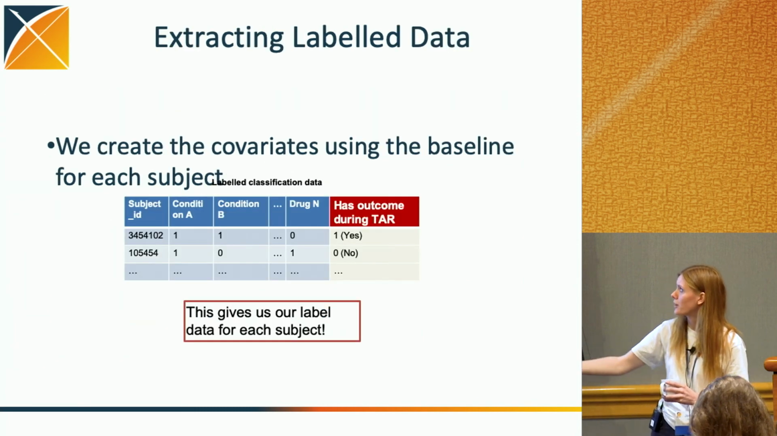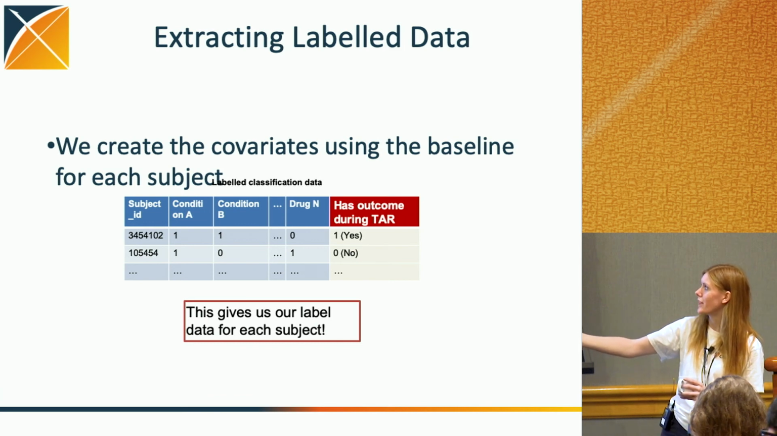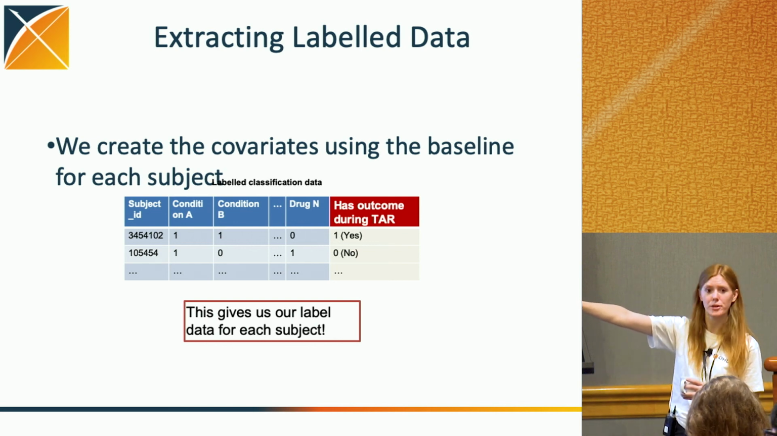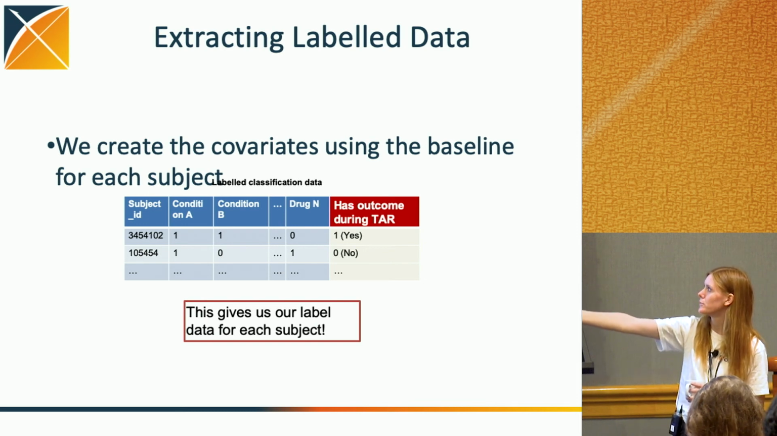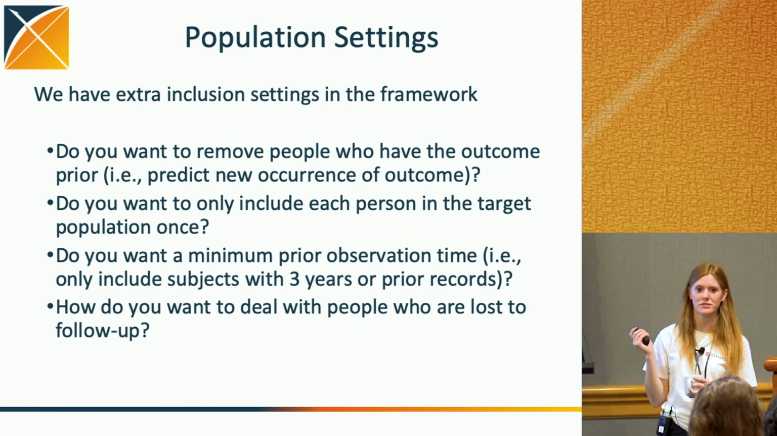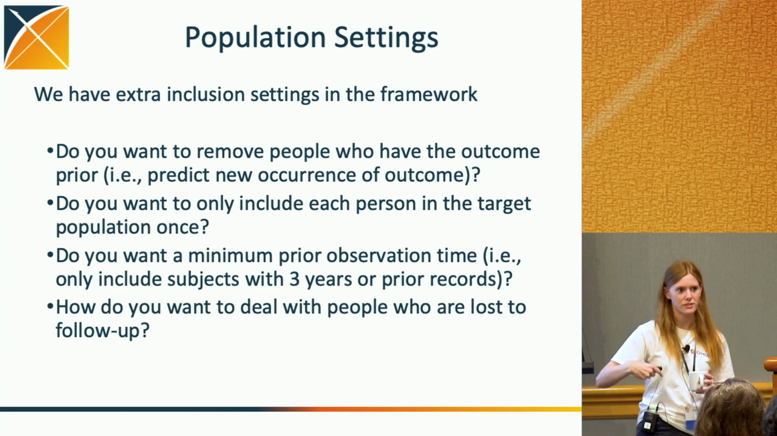So we talked about how you can get the labels. We talked about the actual covariates. So now we actually have the complete label data set. So from your T and your O, creating your target and your outcome cohorts, and specifying the time at risk, we can now actually get our label data. But we also have some other options. And these are generally done after you've extracted the data.